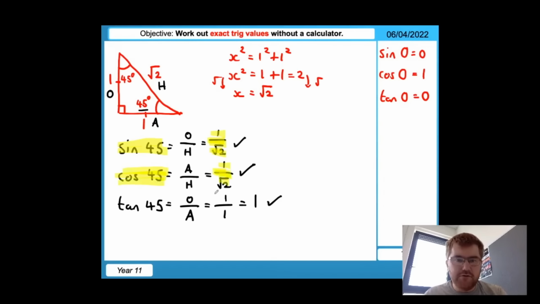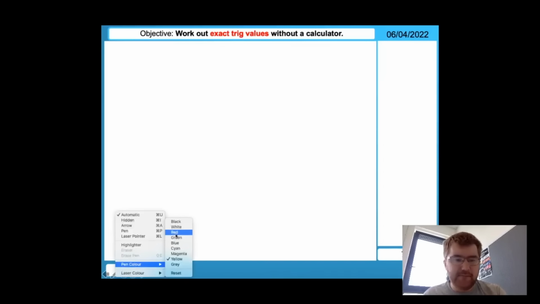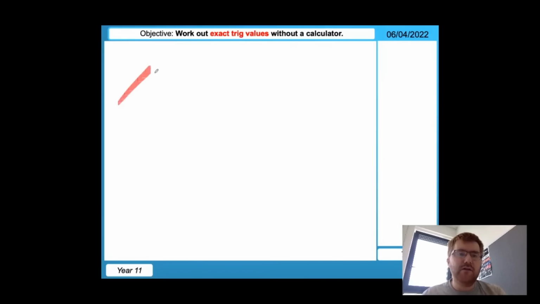Now my second triangle is a little bit different, so I'm going to start with a triangle that doesn't look like this. Try not to use the highlighter when we're actually trying to use the pen. There we go. So I'm going to draw a triangle that looks like this. I'm going to make each side 2, not 1, and I'm going to show you why a bit later on.